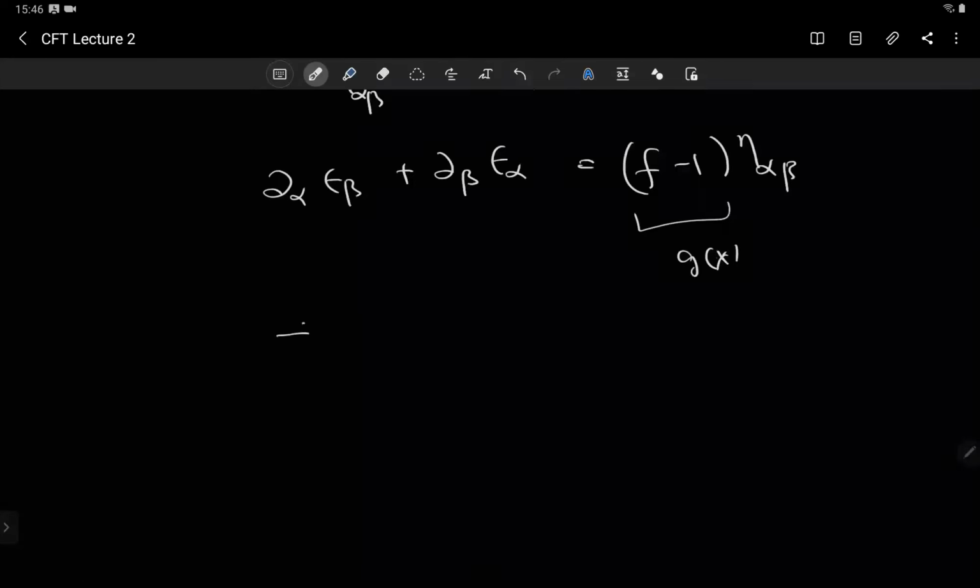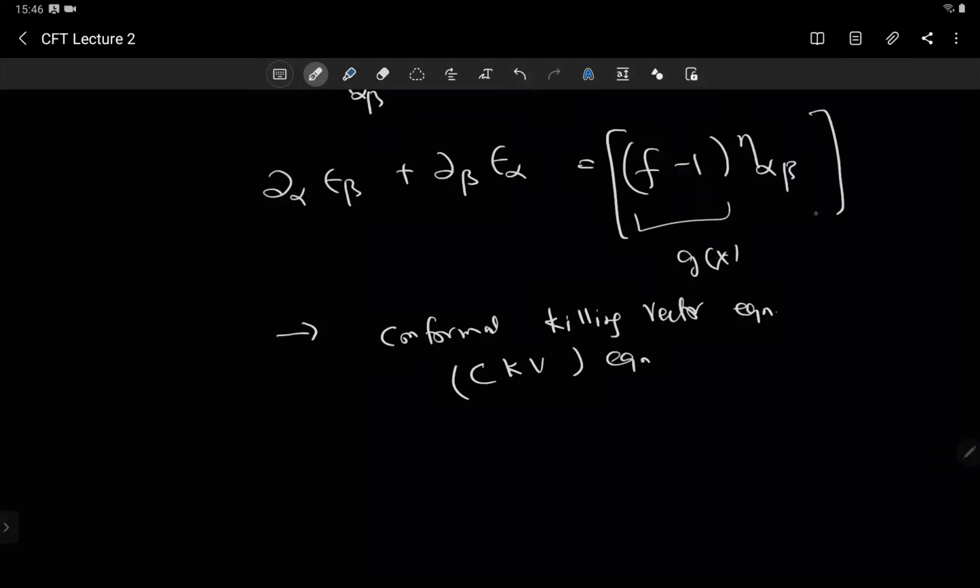And this equation is called the conformal Killing vector equation. In short, the CKV equation, because if this term was 0, this is actually the Killing vector equation. So this is the conformal Killing vector equation, and solutions to this equation, that means those epsilon which satisfy this equation, are called conformal Killing vectors.